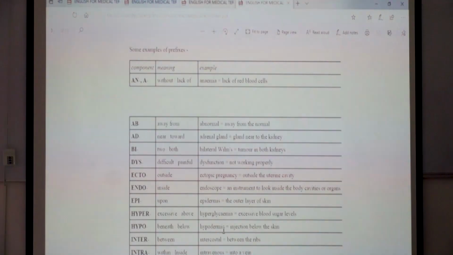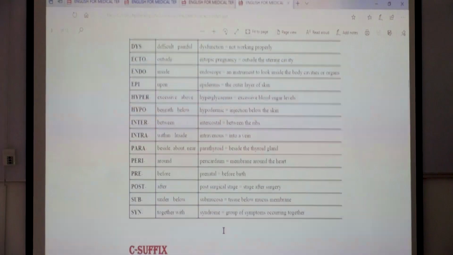Hyper, which is excessive, above. Hyperplasia, meaning growth of the tissue. You see, hypertension, mean increase in the blood pressure. You see, like this. Hypo, mean beneath. Hypodermic, below. Hypodermic mean injection under the skin. And many like of this example also.